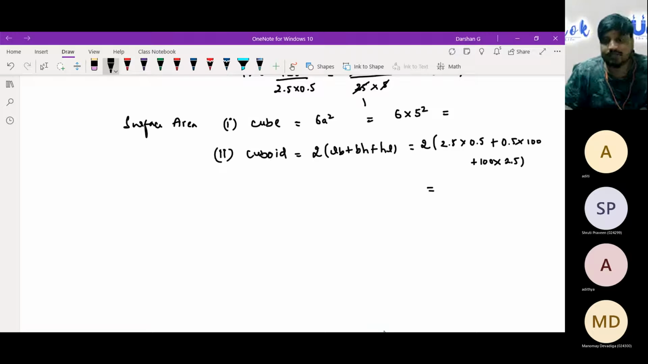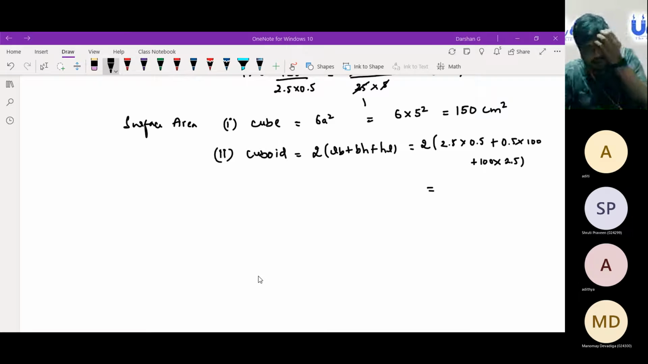What's the answer? Anybody? Yeah. 150? For which one? Cube. 150, correct. 150 centimeter square. Anybody who found out the cuboid? Okay, I'll give you 1 more minute. You can try and tell me the answer. Cuboid.